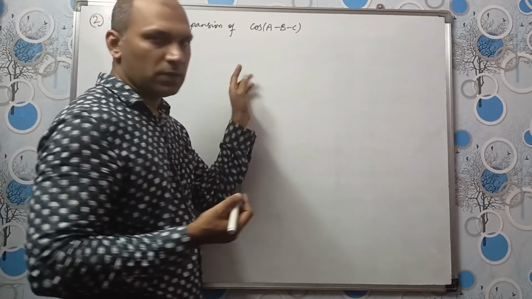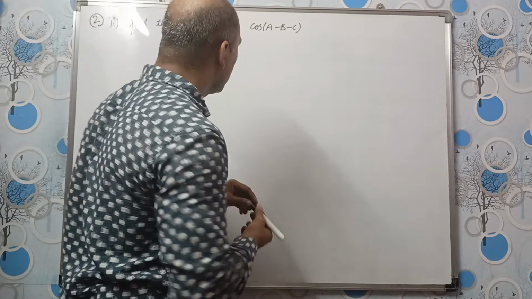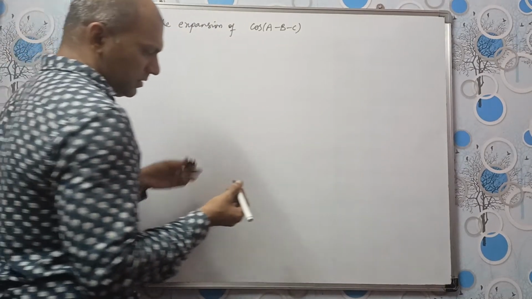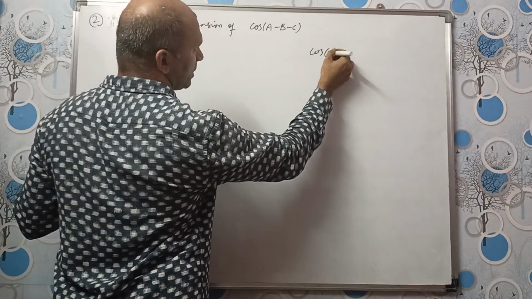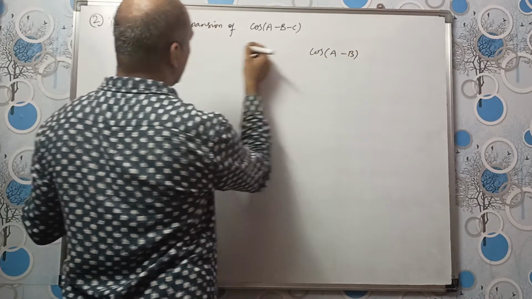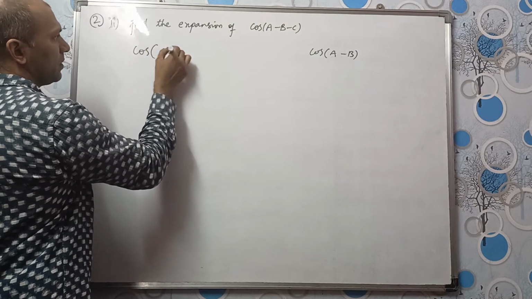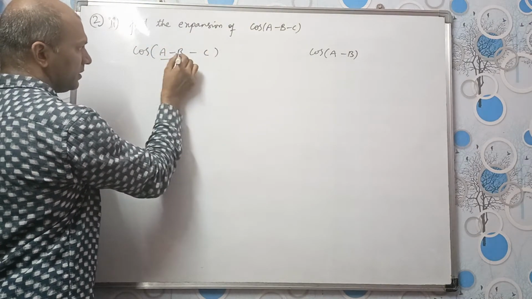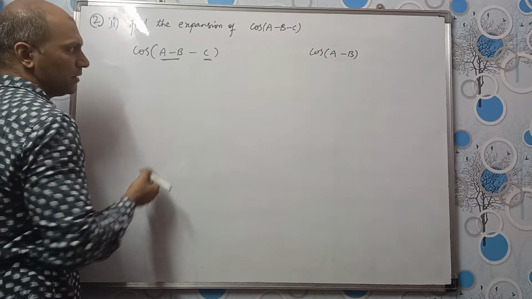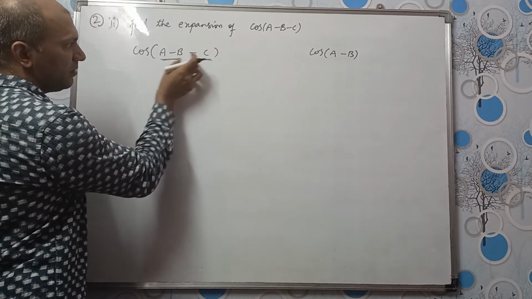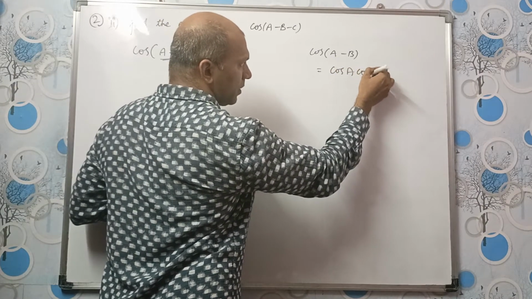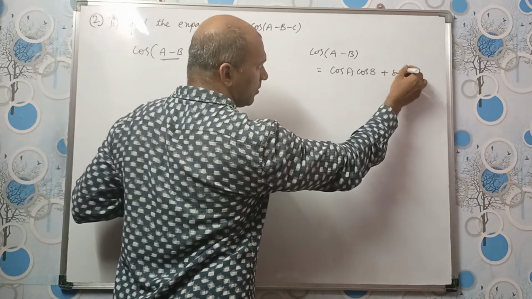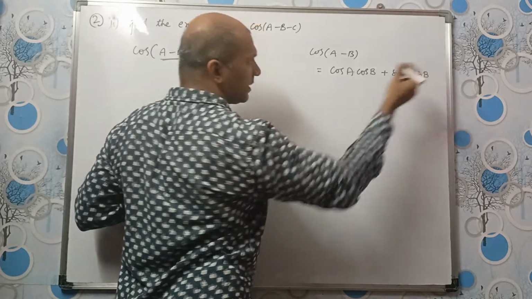Okay, let us solve this problem. Find the expansion of cos a minus b minus c. Okay, similar to the previous problem, we will use the cos a minus b formula here. We will write this as cos a minus b minus c. This is one angle and this is one angle. So this is a and this is b. What is cos a minus b? Cos a cos b plus sine a sine b.